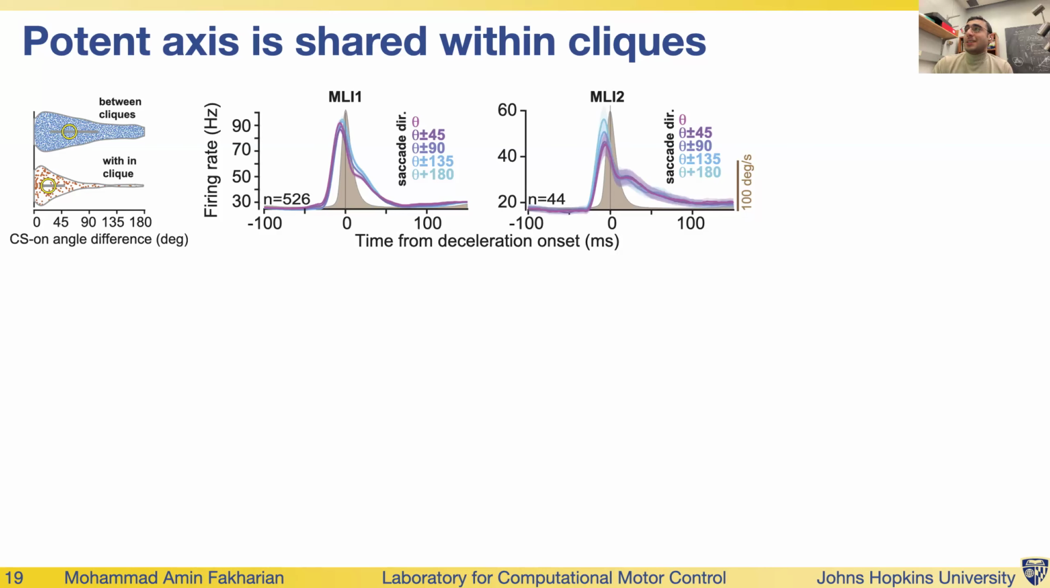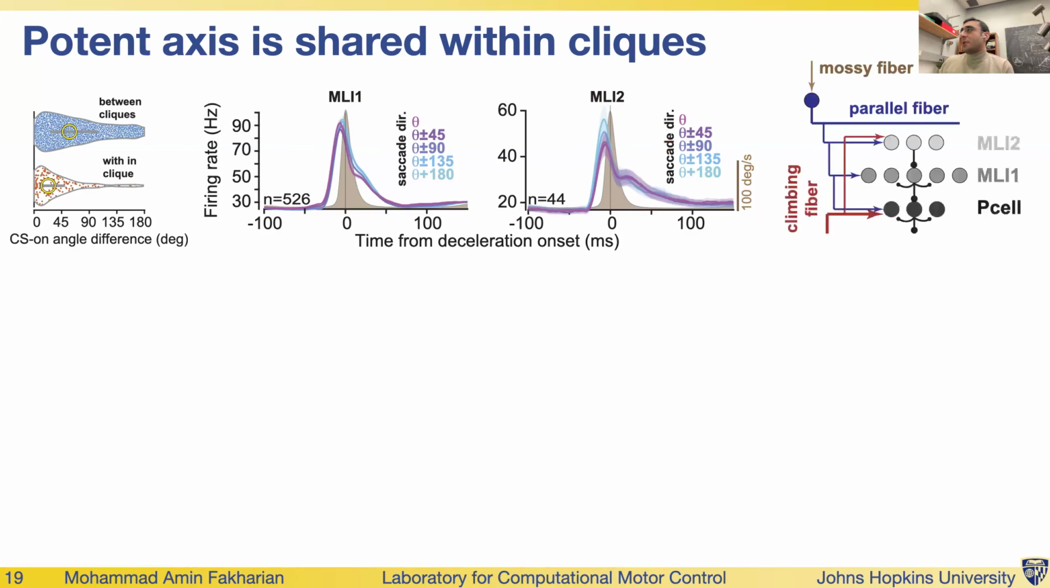But the first observation is that the MLIs are actually bursting toward all directions of saccades with not that much directional tuning, which is surprising to us because we expected MLI2s to suppress MLI1s and MLI1s to suppress Purkinje cells, but none of these rates are showing opposite trends of activity.